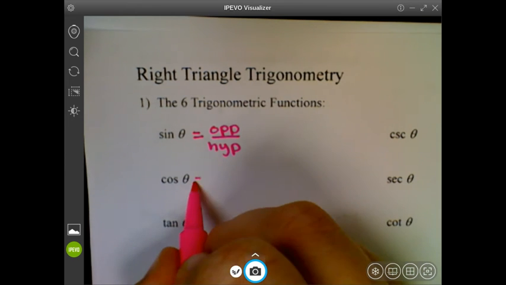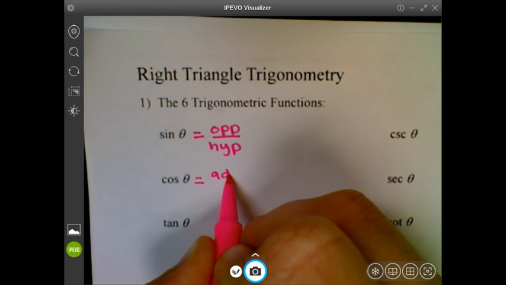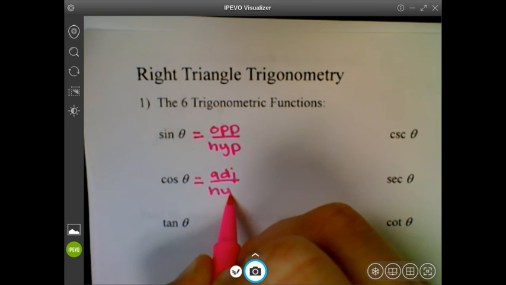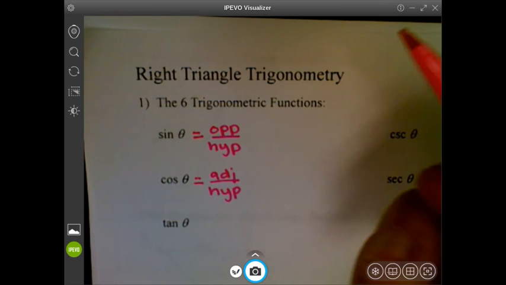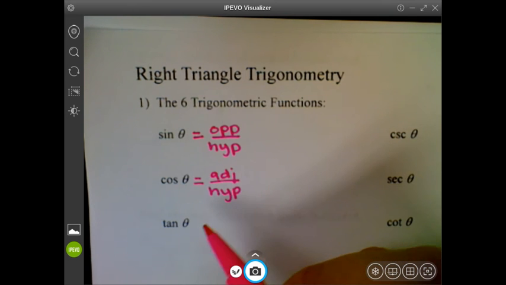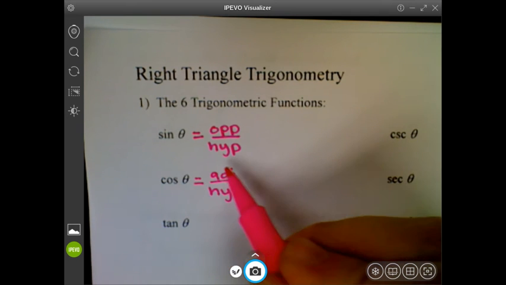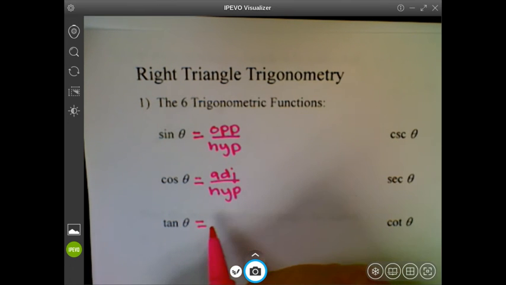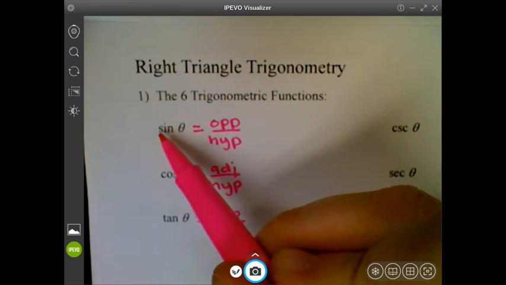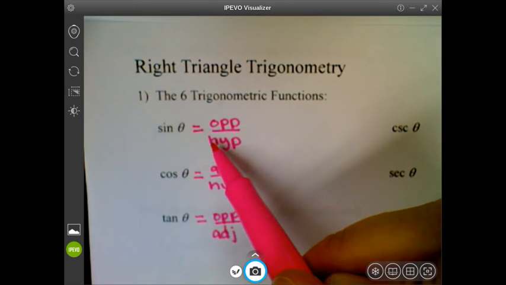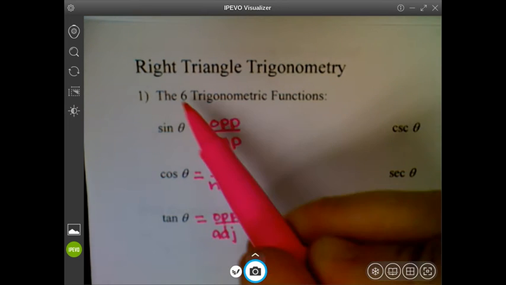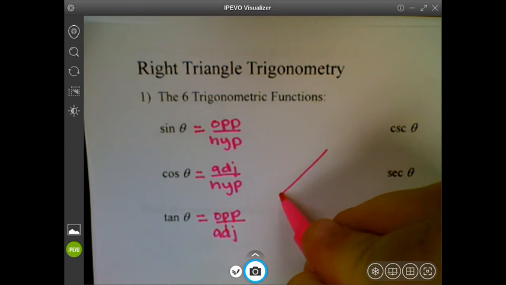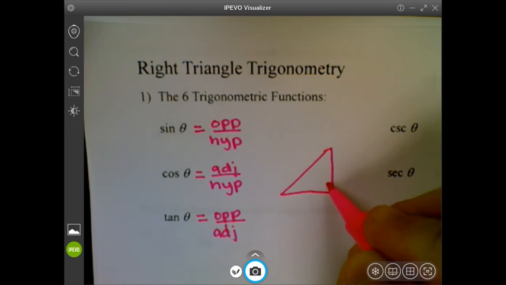Same thing with the cosine. Let's say you have the cosine of 45. Well, the cosine is the relationship between the adjacent side and the hypotenuse. And so no matter how big or small this triangle is, as long as we're talking about a 45-degree angle, this fraction will have the same value. And then tangent is the relationship between opposite and adjacent. A lot of people remember this as SOHCAHTOA.